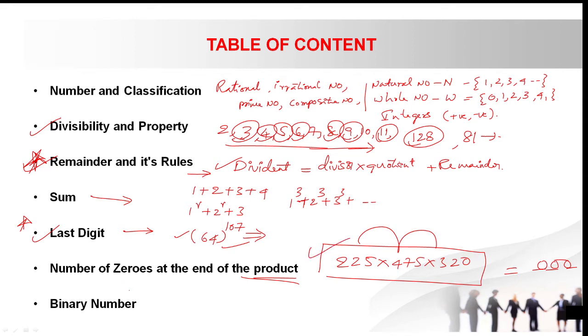And the next one is binary numbers. We have number systems like the decimal number system and the binary number system. The binary number system has only 0s and 1s. In this topic we are going to discuss how to convert a decimal number to binary or a binary number to decimal. These types of questions have been asked in most competitive examinations, so that's why I have included this topic here.